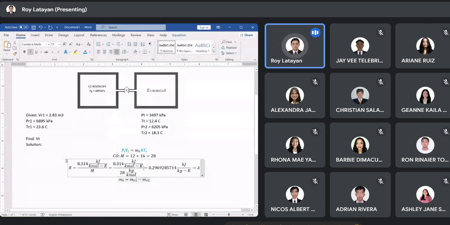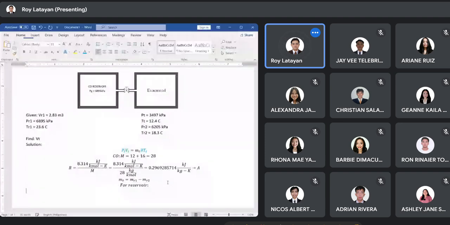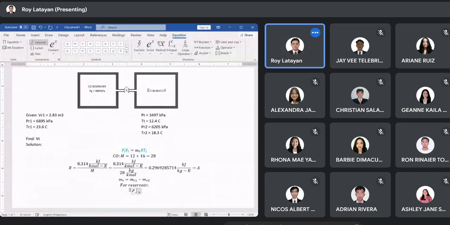Yun naman yung sunod na gagamitin natin, using the same formula PV = mRT, evaluating naman yung reservoir. Doon muna tayo sa initial. So, PR1 VR1 equal to MR1 R TR1. So, we have initial pressure.